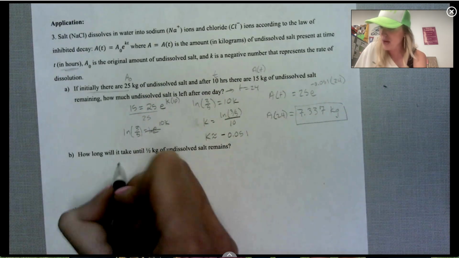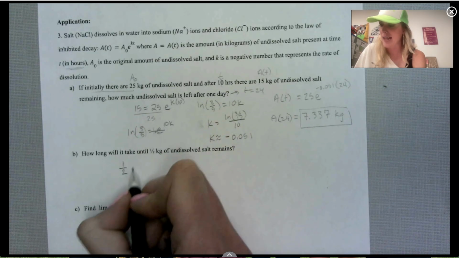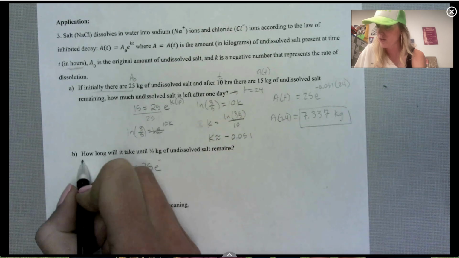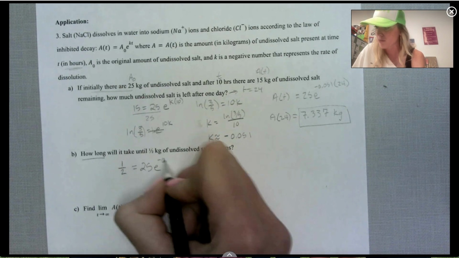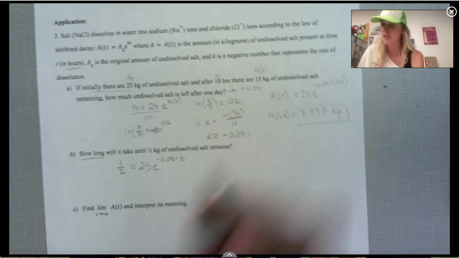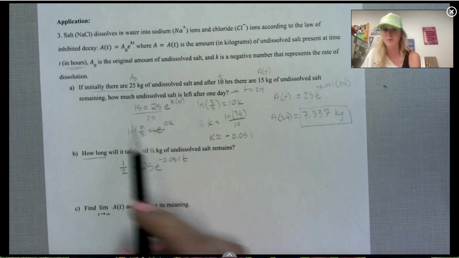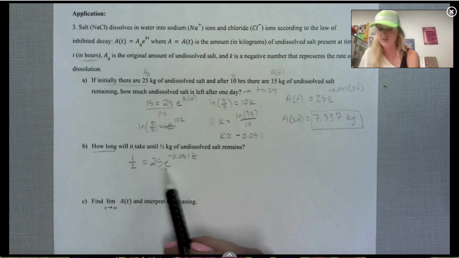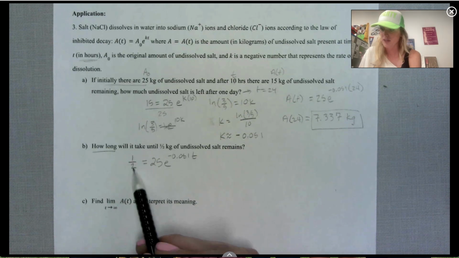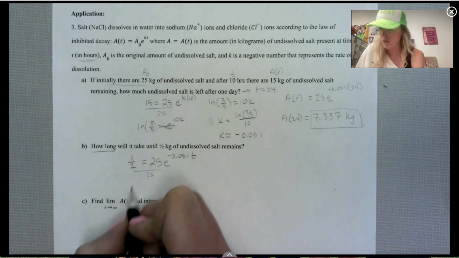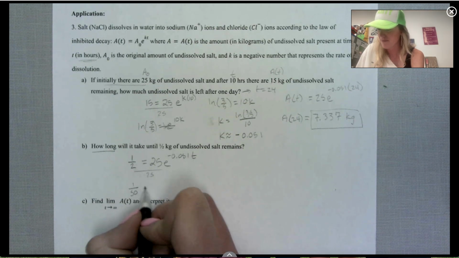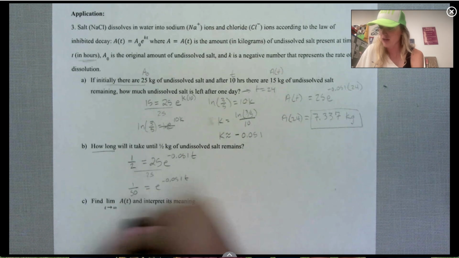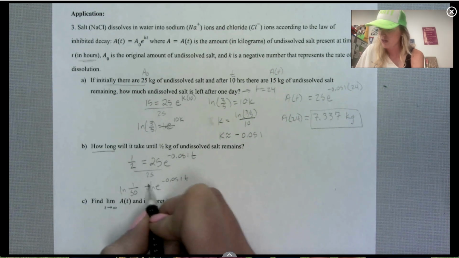Okay, all right, how long will it take for a half kilogram of undissolved salt to remain? So I'm asking, when is my new amount going to equal a half? So everything else is the same, but this time we're looking for t. How long? So we have negative 0.051t. So this one looks actually very similar to how we started part A. I need to get something in the exponent by itself, so we're going to first get rid of this coefficient. So if I divide by 25, I'm going to get 1 over 50 equals e to the negative 0.051t.